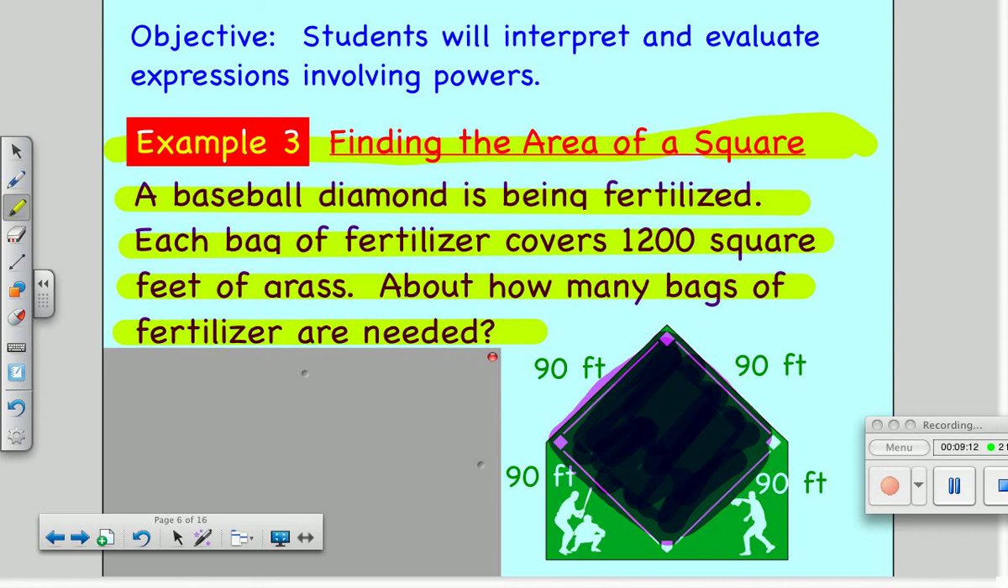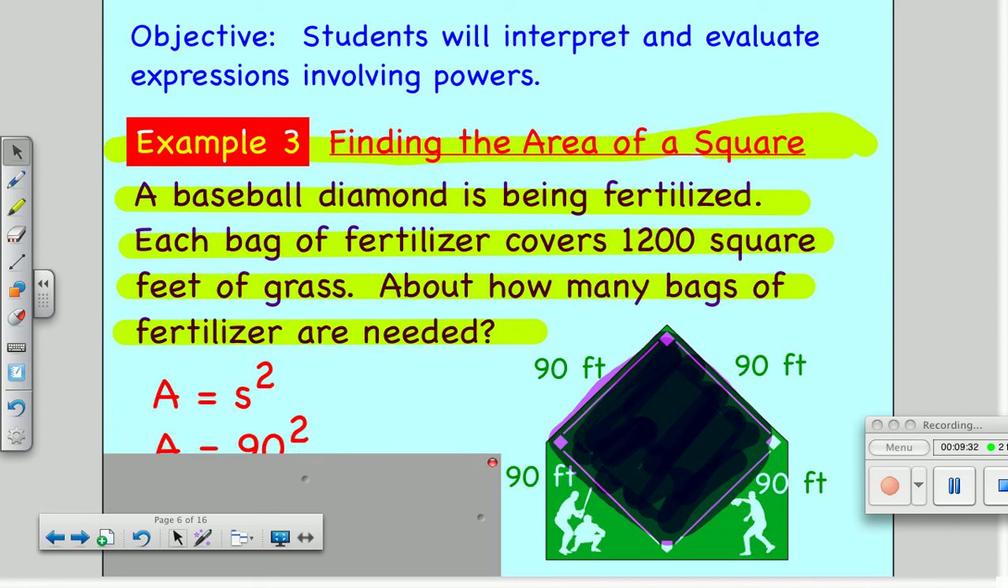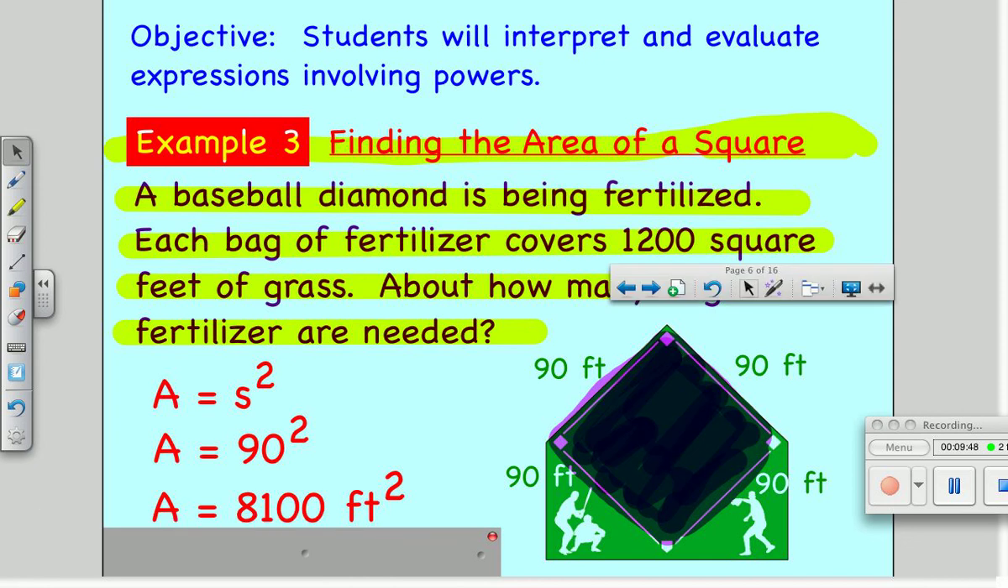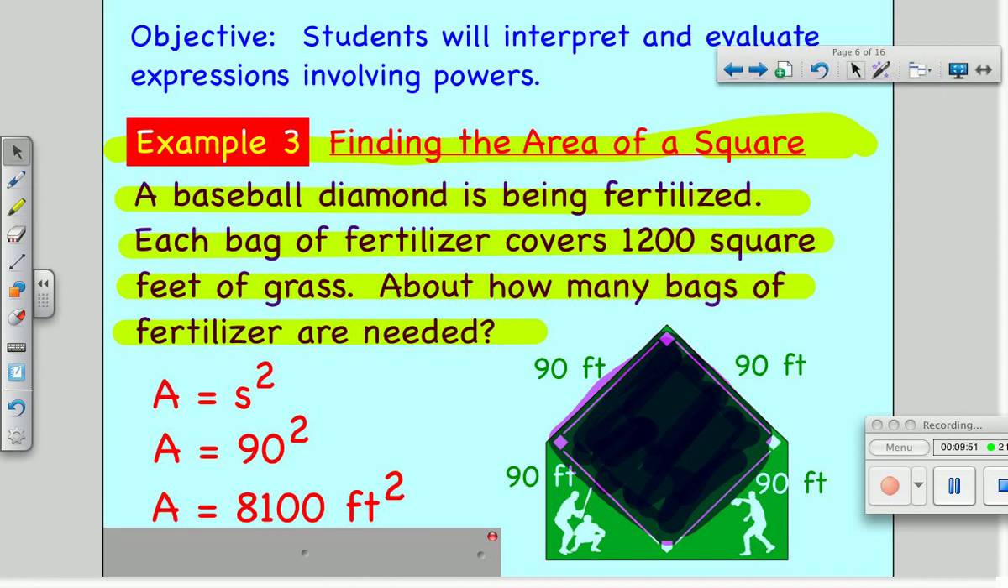So, a couple things here. We have to find out how much fertilizer it's going to take to cover it. And then we're also going to have to figure out how many bags we will need to buy. Okay? So first let's find the area of this. The area, 90 squared, or 90 times 90, because the area of a square is one side raised to the second power. Multiplying the number by itself. 90 times 90. So repeated multiplication, 90 times 90 is 8,100 feet squared.